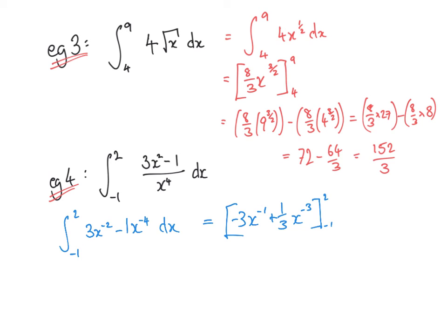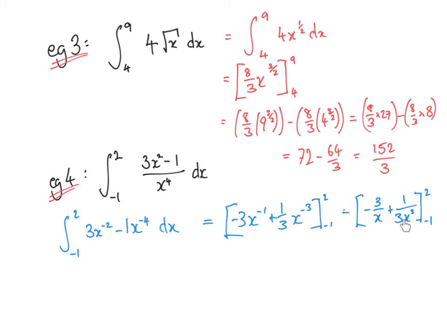And just to make this slightly easier, I'm going to put it back in a sort of fractional form. Again, x to the minus 1 is 1 over x. So this first term becomes minus 3 over x. And the second term is, well, x to the minus 3 is 1 over x cubed. So a third of that is 1 over 3x cubed. 2 and minus 1. So now it's just a matter of plugging these values in.